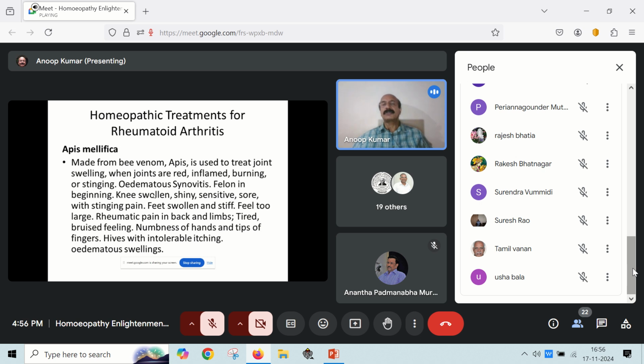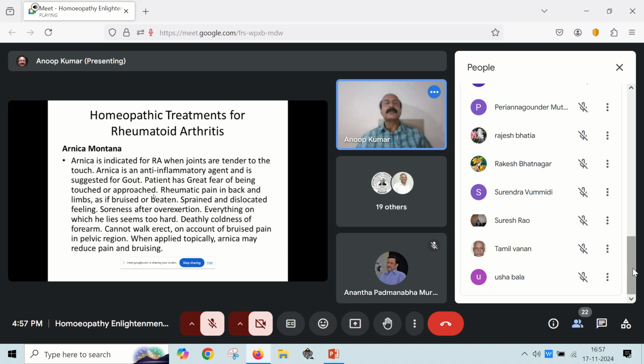Rheumatic pain in the back and the limbs. Tired, bruised feeling. Numbness of hands. Tips of the fingers will be numb. And eyes itching, intolerable itching, and rheumatic swelling. So if the patient has these symptoms, you can definitely give Apis mellifica. Arnica montana is indicated for rheumatic arthritis, rheumatoid arthritis, when the joints are tender to touch.